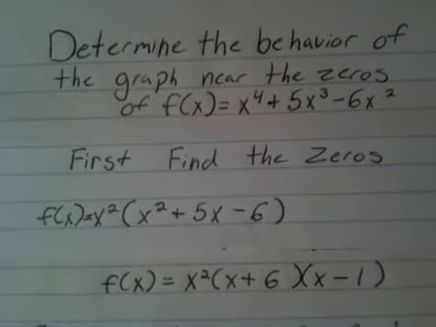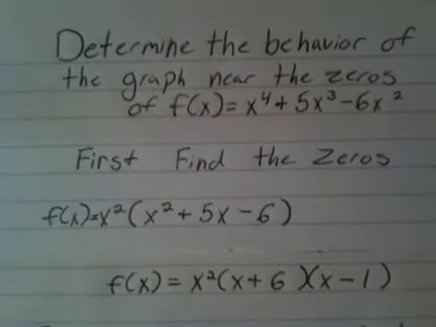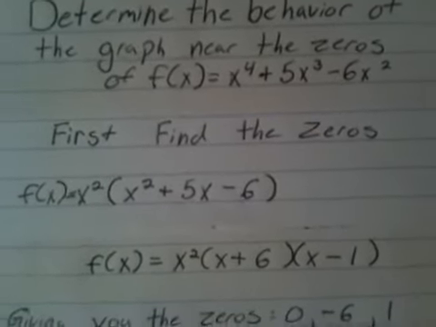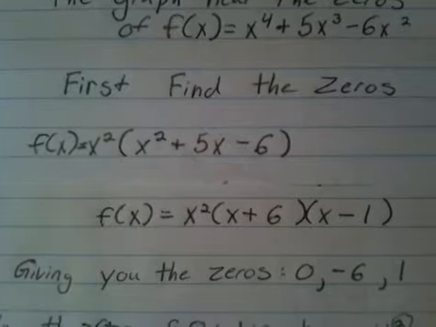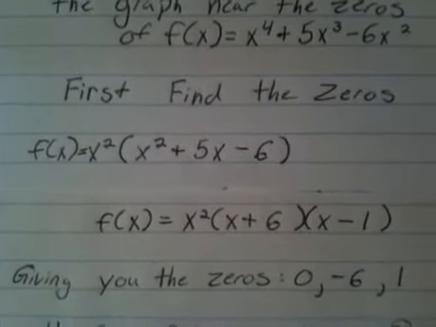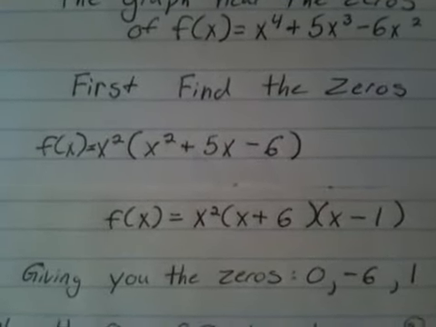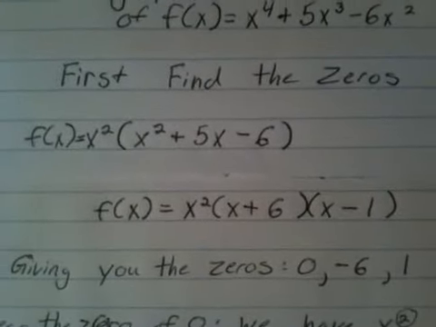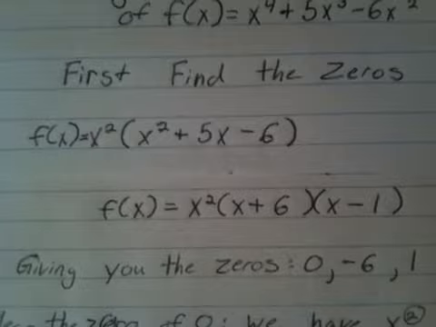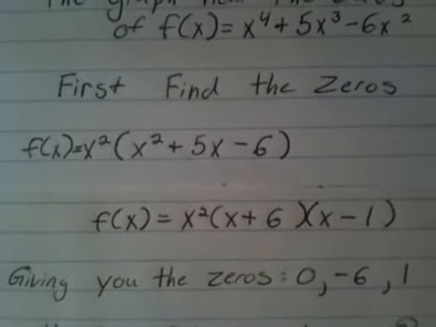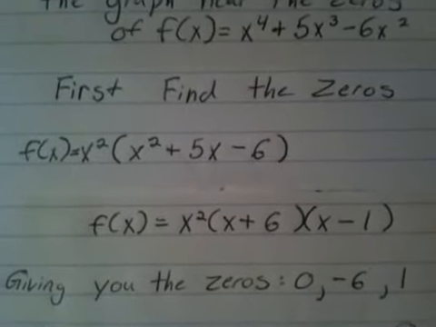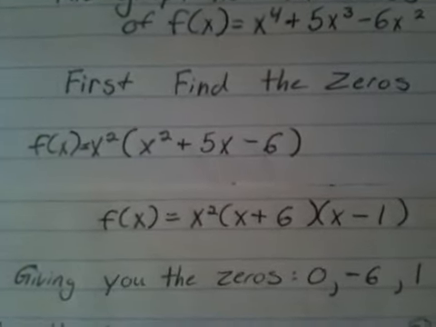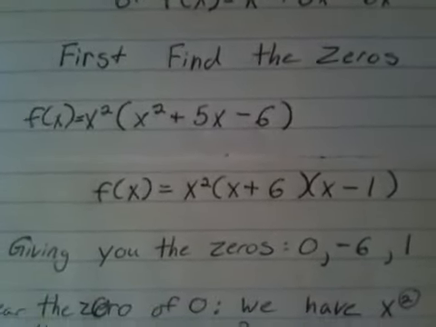Further simplifying this by factoring, we get f of x equals x squared times x plus 6 times x minus 1, giving you the zeros of 0, negative 6, and 1. Our zero of 0 is from x squared. Our zero of negative 6 is from x plus 6, because when x plus 6 equals 0, x equals negative 6. Same with 1. When x minus 1 equals 0, x equals 1, giving us the zero of 1.